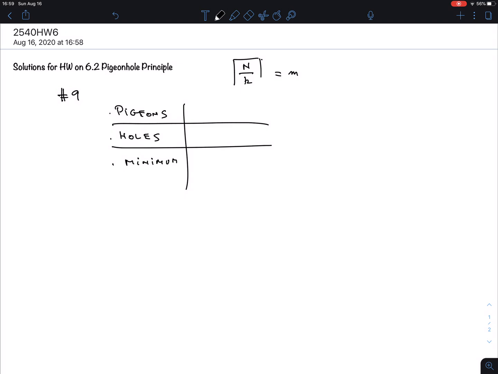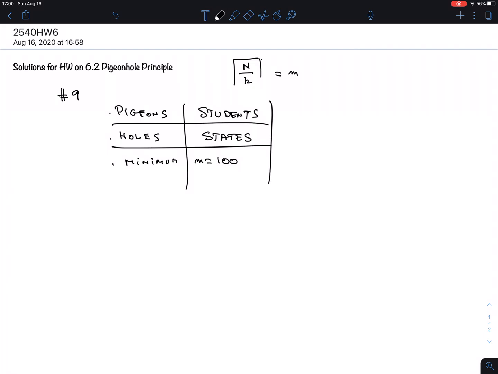So what are the pigeons here? The pigeons are the students. And where do they go? We are categorizing them by states, so the states are the holes. And what's the minimum here? We need at least 100, so m is 100.